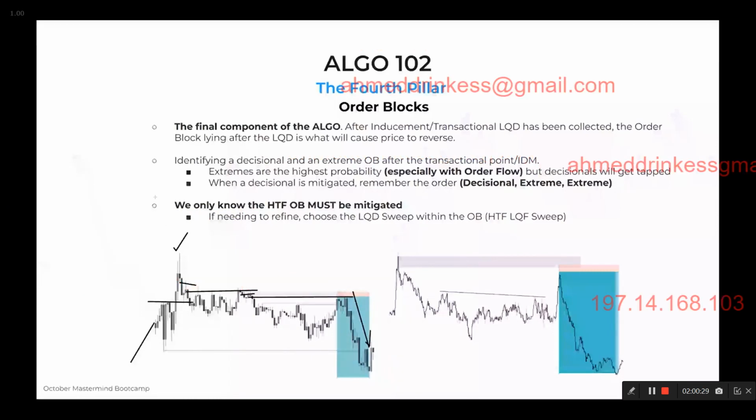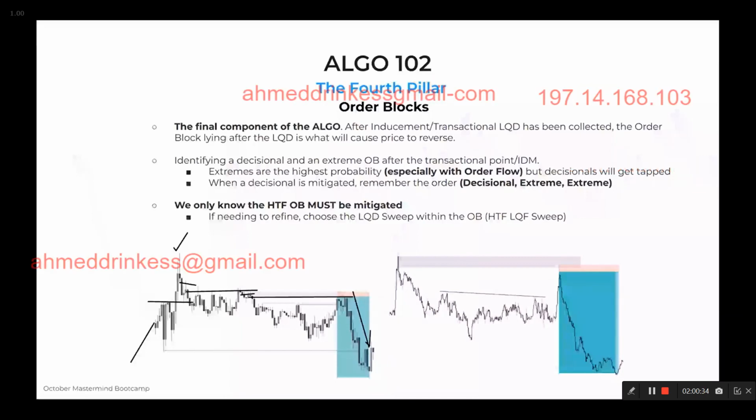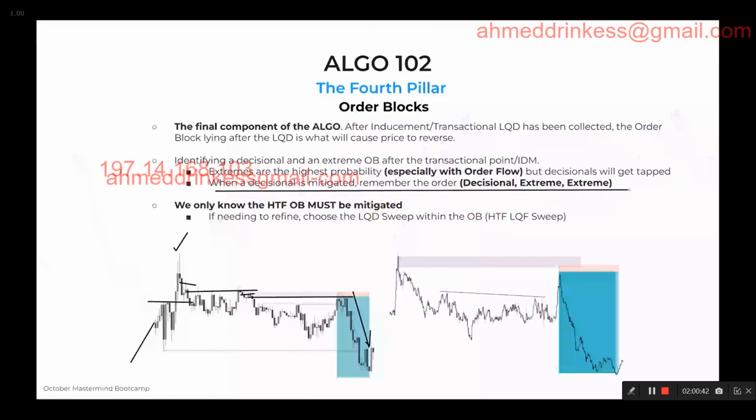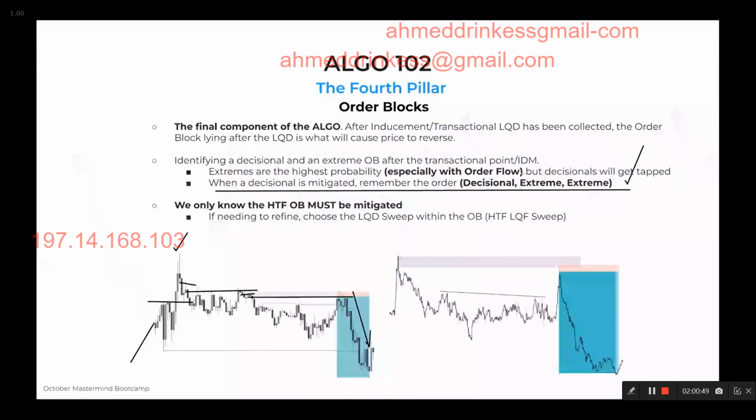Always the same, right? So just identifying extreme decisional order blocks that are lying after your inducement or your engineered liquidity, especially with order flows. And then when a decisional is mitigated, always remember this order. Always remember this. And that's something you guys will be learning more about within the course.